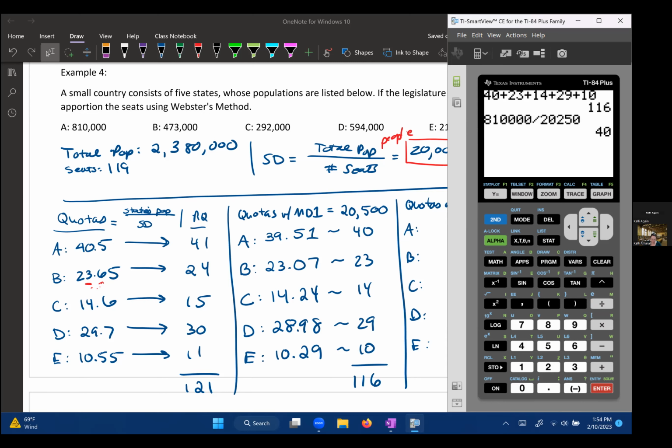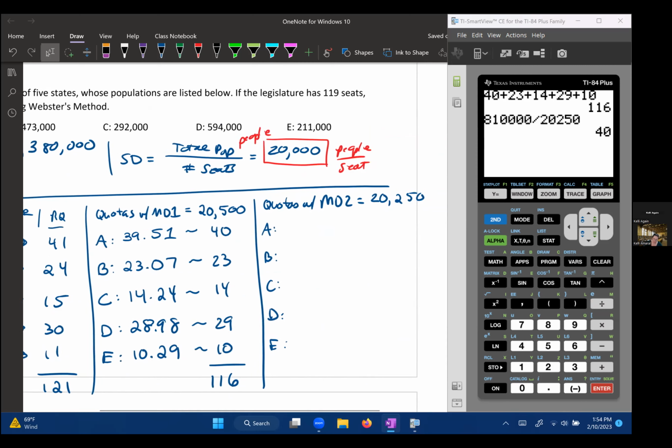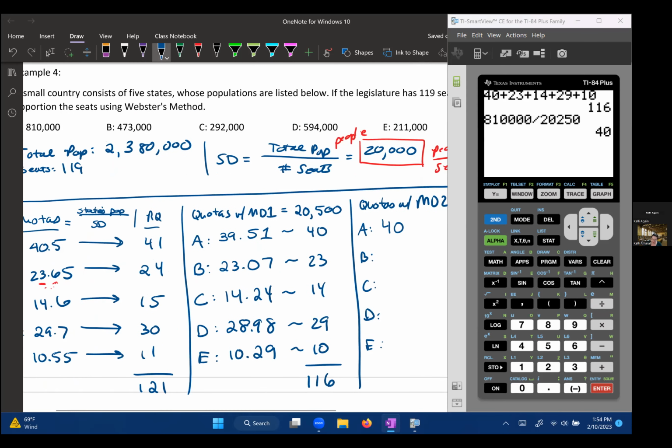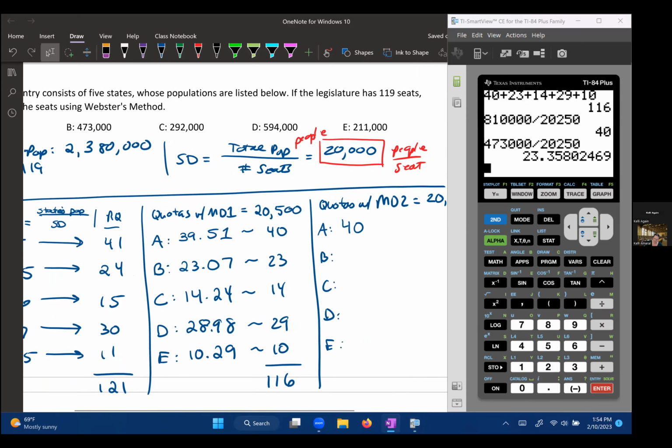Exactly 40. Look at that. So that one is already rounded to the nearest whole number. Okay, state B's population is 473,000 divided by 20,250. That's 23.358, so 23.36.